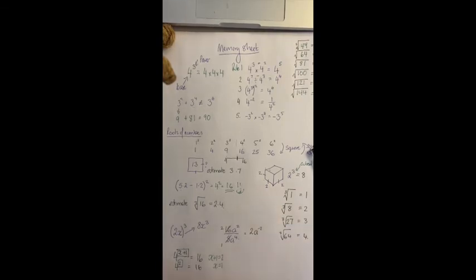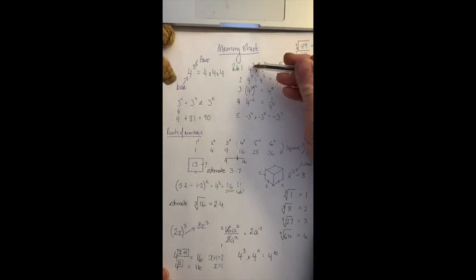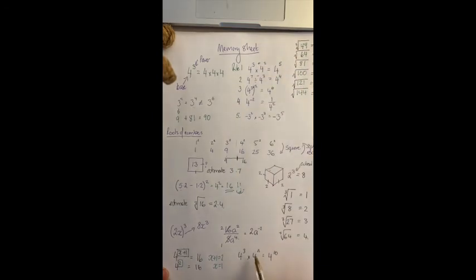Other things you might have to do, they could say to you 4 to the power of 3 times 4 to the power of n equals 4 to the power of 10. Remember, rule 1, you add the powers to make that number. So what do I add to 3 to make 10? I add 7.